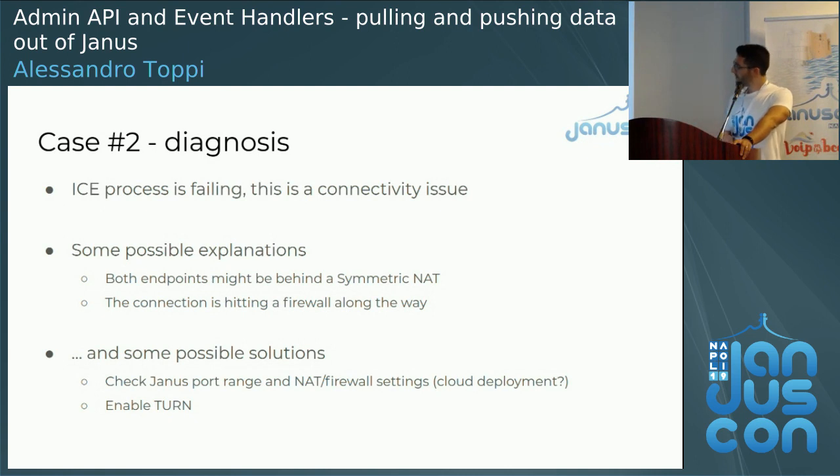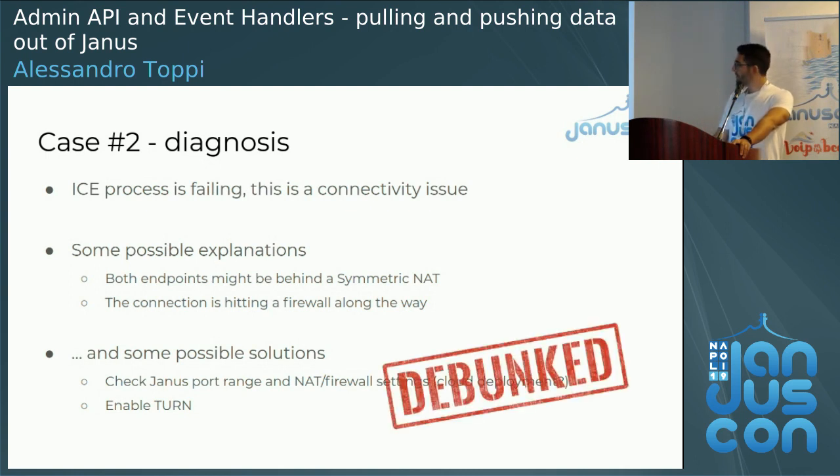We can try some possible solutions. We can check the Janus port range, or maybe the NAT or firewall settings on the Janus side. This is especially true for deployments in the cloud or in containerized instances. Or we can try to enable TURN on the client, for example. And so maybe we have not found the right solution, but we were able to find the root issue of this case, and so we can mark this as solved.